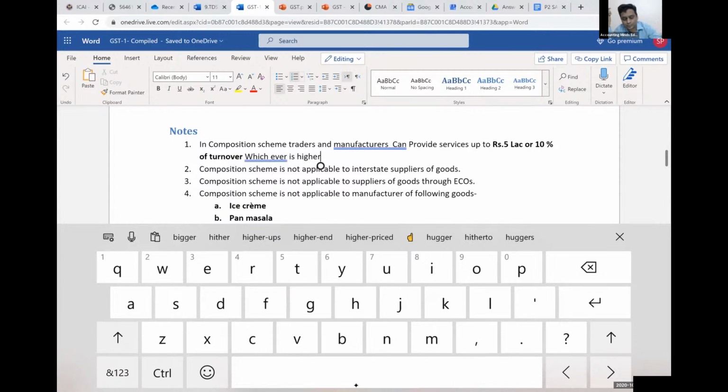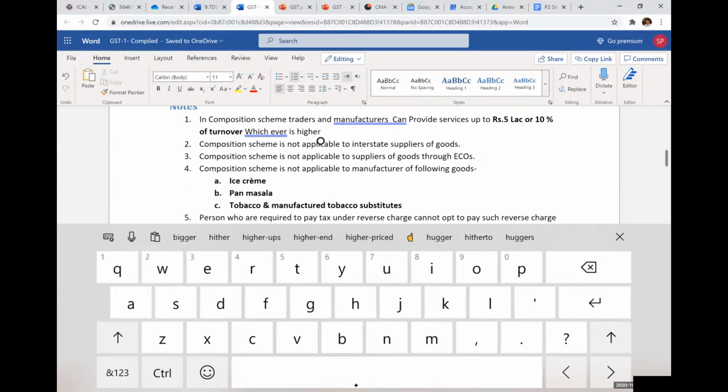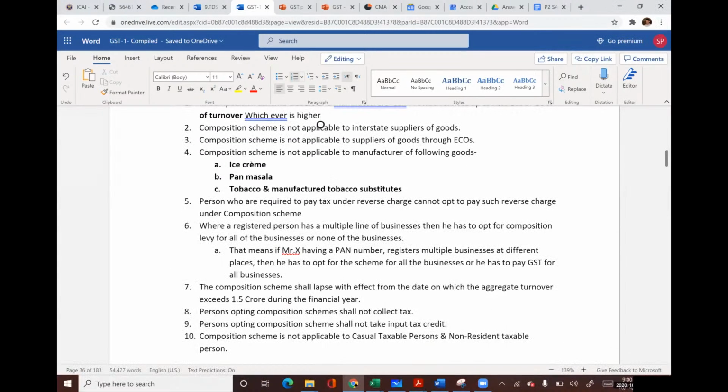Go ahead. Composition scheme is not applicable to manufacture of the following goods: ice cream, pan masala, tobacco, and manufactured tobacco substitutes. So what is it that they are saying? It's not applicable for ice creams, pan masalas. Here also, this is not applicable. Next.